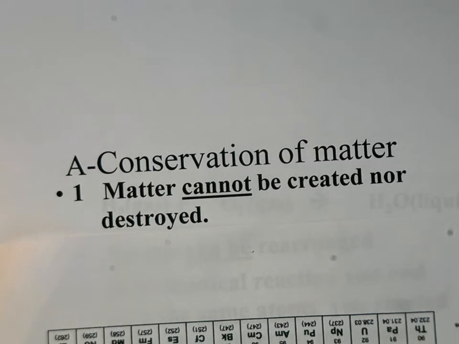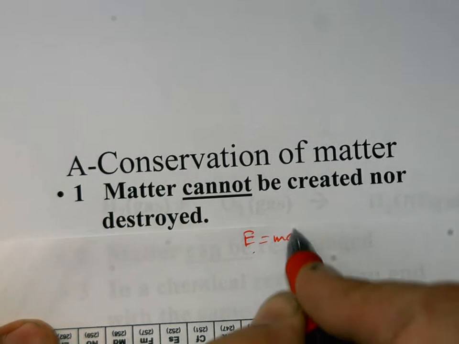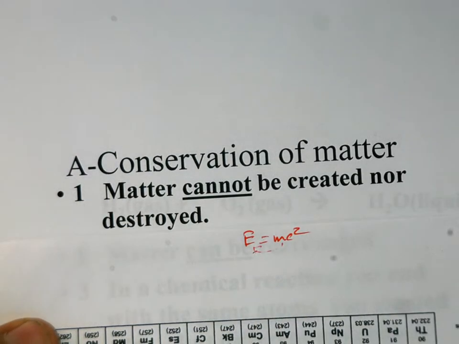Now, you can convert it from one form to another. You don't have to write this: that famous equation of Einstein, E equals mc squared, just means matter can be converted to energy. That's what happens in nuclear fusion, nuclear reactions, but you can't create or destroy atoms.